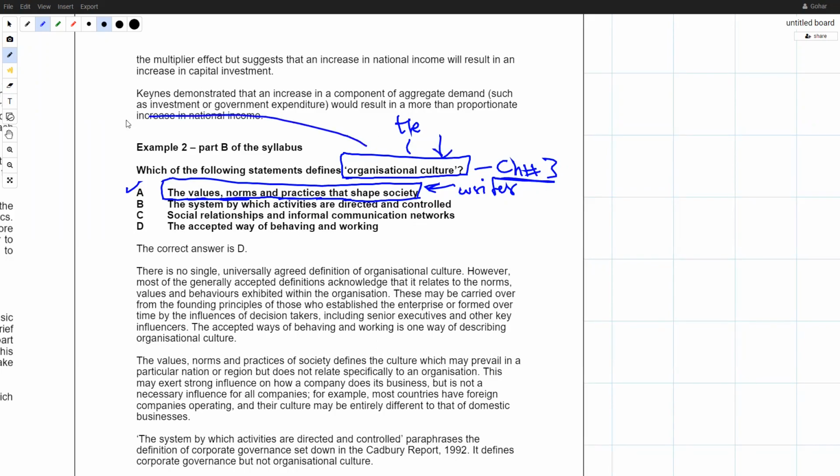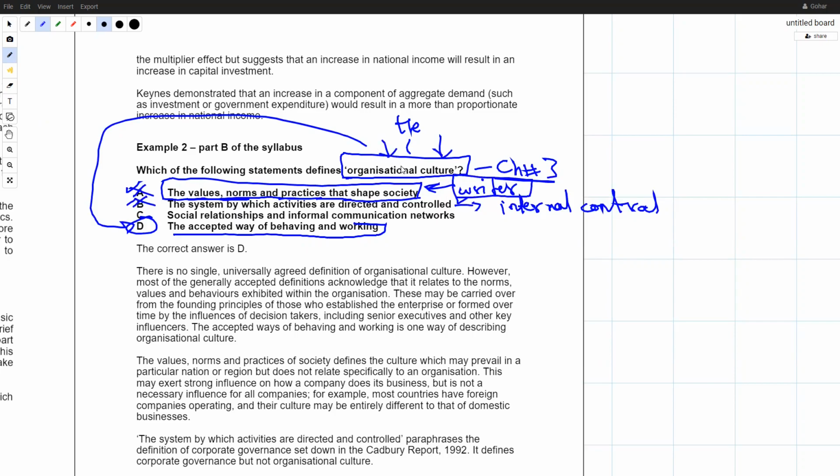And this correct definition is linked with option number 4, the accepted way of behaving and working. If we look at option B, it says the systems by which activities are directed and controlled. This is linked with internal controls. Internal controls direct how activities should be done, directed and controlled. Option B is not the definition of organizational culture. Option A is not the right option either, because it was given by a writer. It is not the overall definition of organizational culture.